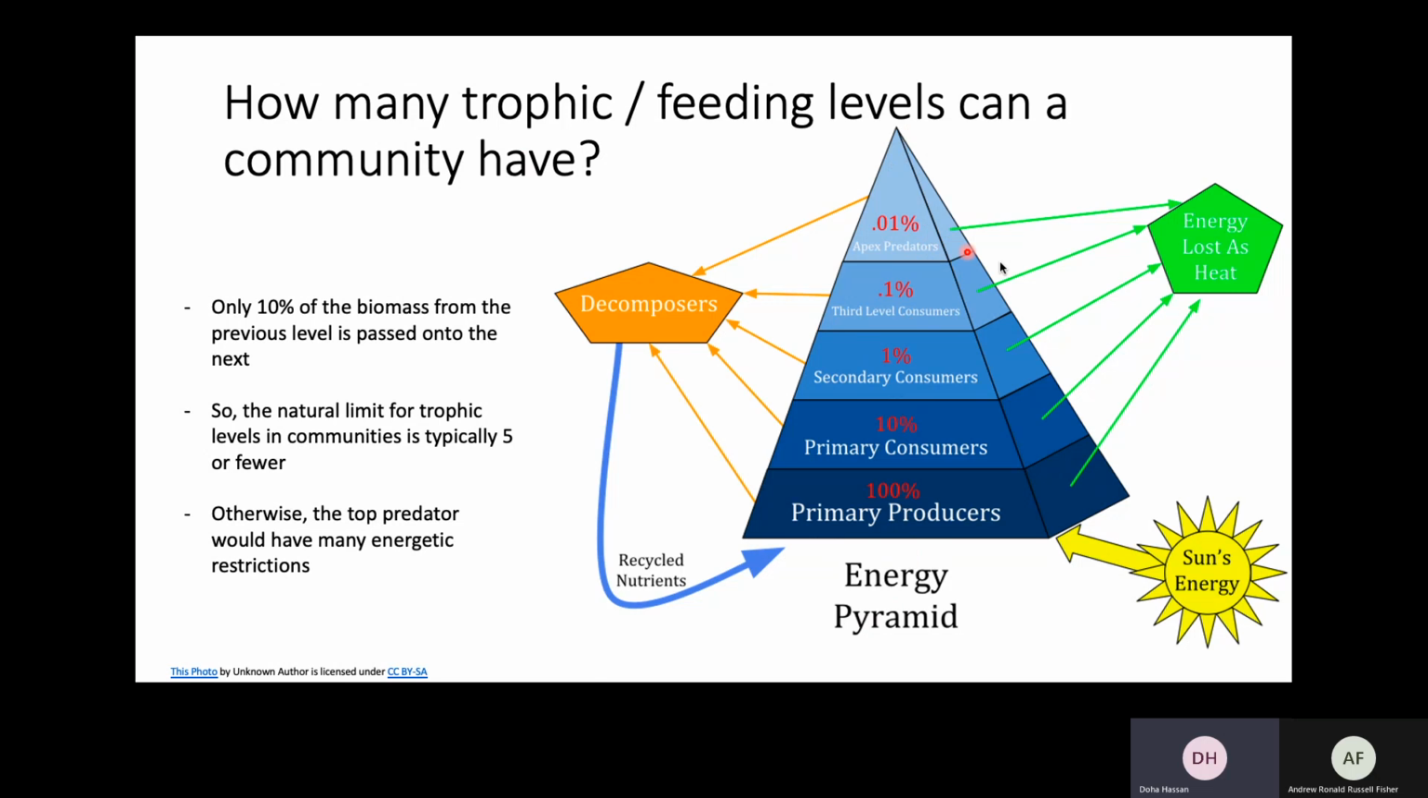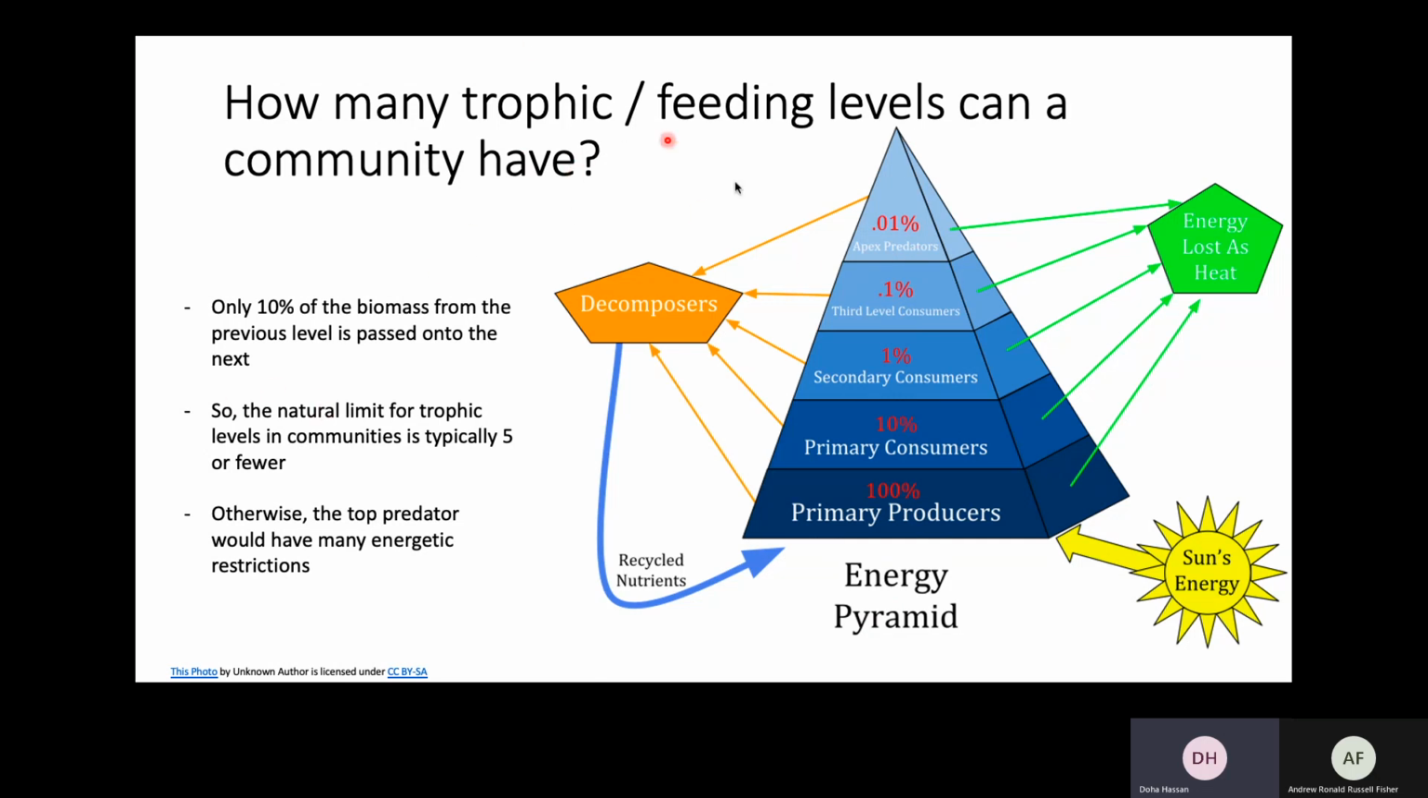It's just really, really rare, and you have very, very few of the top predator. But generally, you'll have primary producers and then primary consumers, secondary consumers, and then tertiary consumers. Here they call it third level, but that means the same thing. And then I guess in this case, you have an apex predator, which you could also call a quaternary consumer, but again, this is kind of rare.